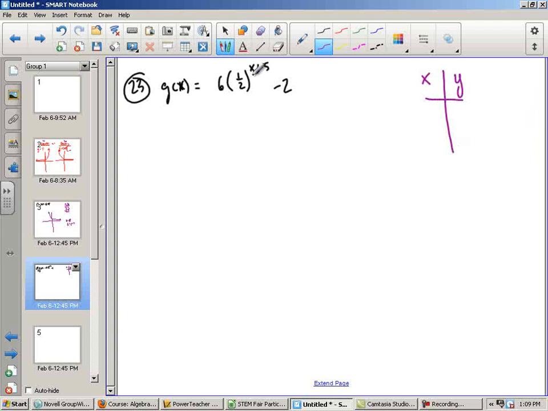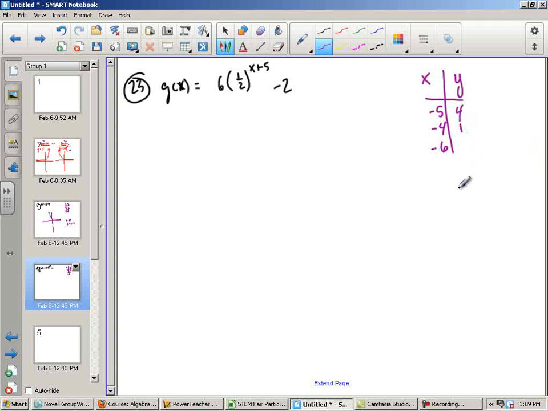Again, I want to get 0 for an exponent. To get 0 for an exponent, I'm going to use -5. -5 plus 5 is 0, and something to the 0 power is 1. 1 times 6 is 6, minus 2 is 4. Then I have a choice. If I used, let's say, -4, -4 plus 5 is 1. 1/2 to the first power is 1/2, and half of 6 is 3. 3 minus 2 is 1. That works out pretty good.